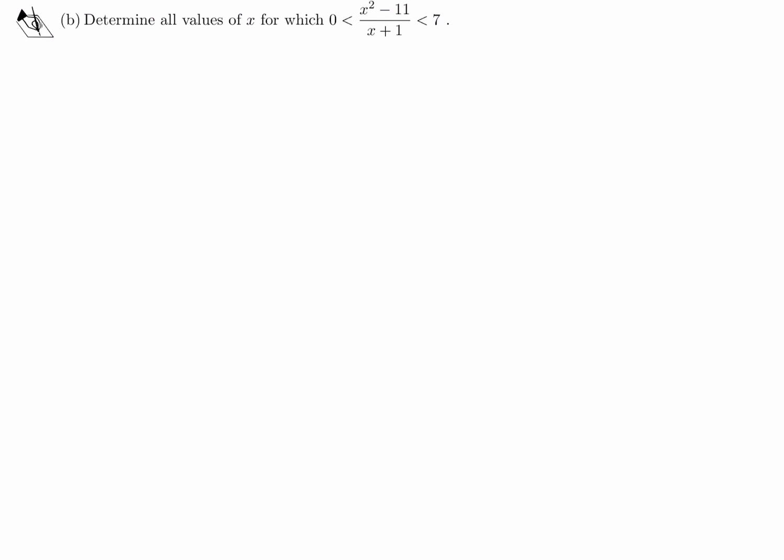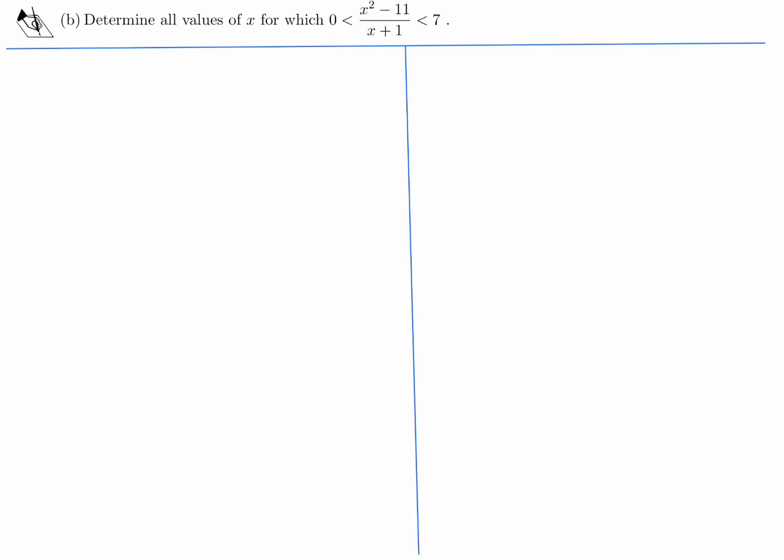Determine all values of x for which 0 is less than (x squared minus 11) over (x plus 1) is less than 7. All right. Well, I'm going to do this question in 2 parts. The first part, I will concentrate on x plus 1 being positive, and the next one is x plus 1 being negative. And of course, x plus 1 cannot equal 0 because that would make it undefined. So x cannot be negative 1.